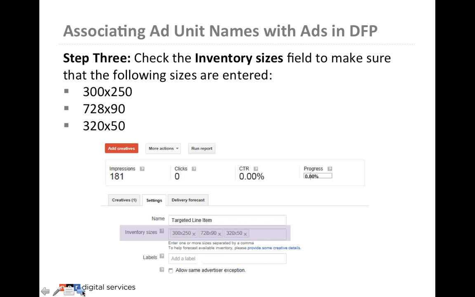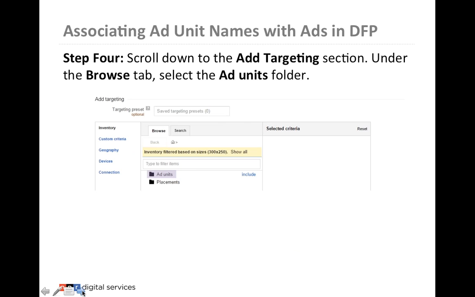If you don't do that in the beginning, then you won't be able to see your ad unit prefixes down below. So you want to scroll down the page, all the way down to the ad targeting area. In the ad targeting area, you're going to notice that you are automatically, by default, on the Browse tab.